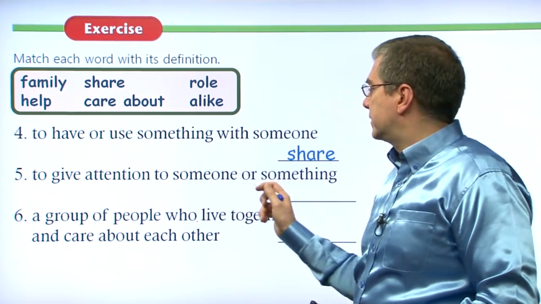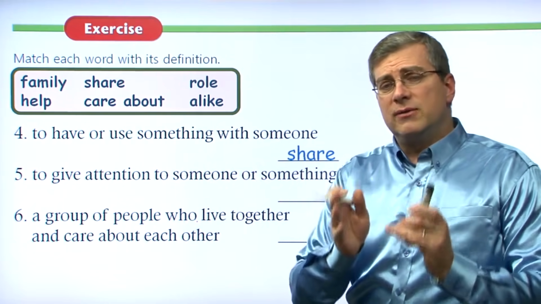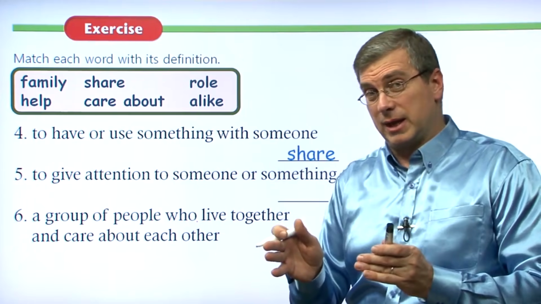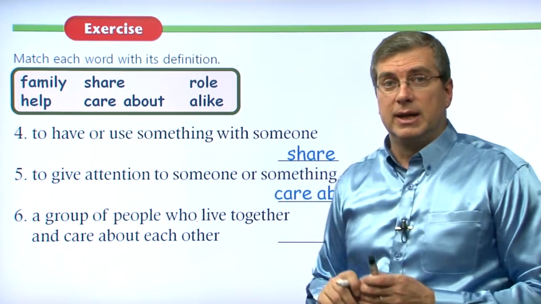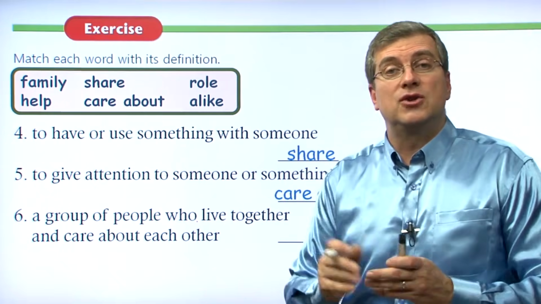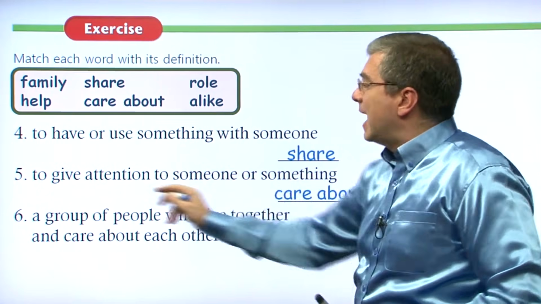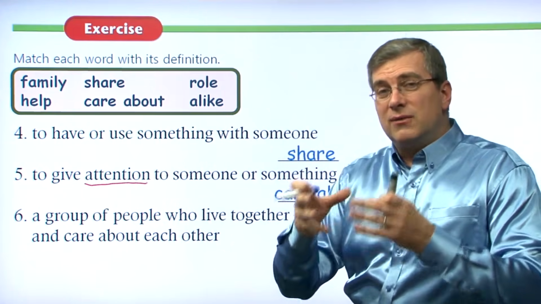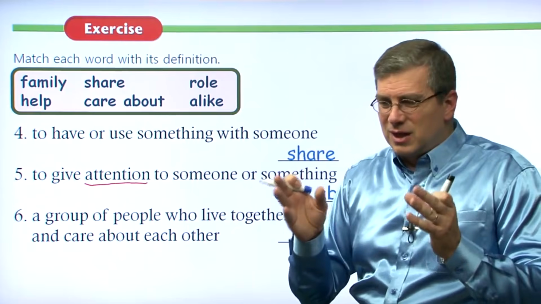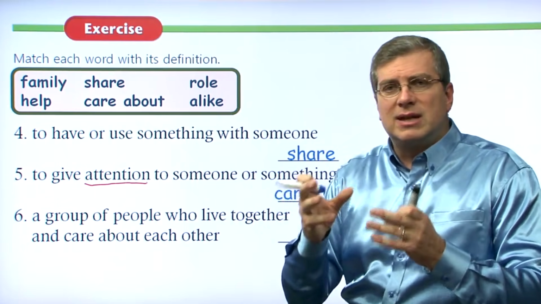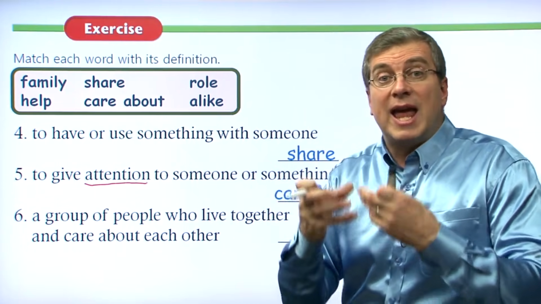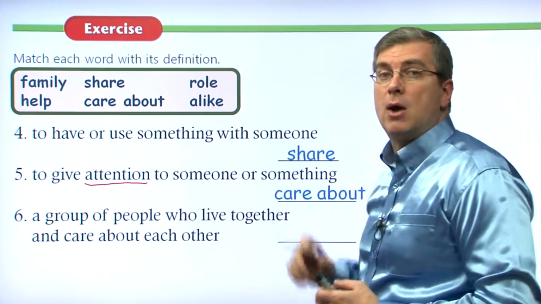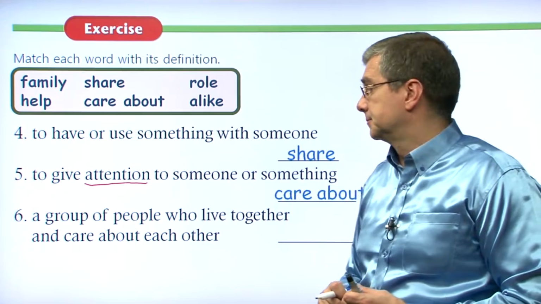Number 5. To give attention to someone or something. So when you give attention to someone or something, and especially when you want to help that thing, you care about it. Care about means to give something attention, especially good attention. It's not just watching. It's not just, oh, I'm looking at it, but it's giving attention in a good way. Giving attention and helping or caring or loving something. That's really caring about something or someone.